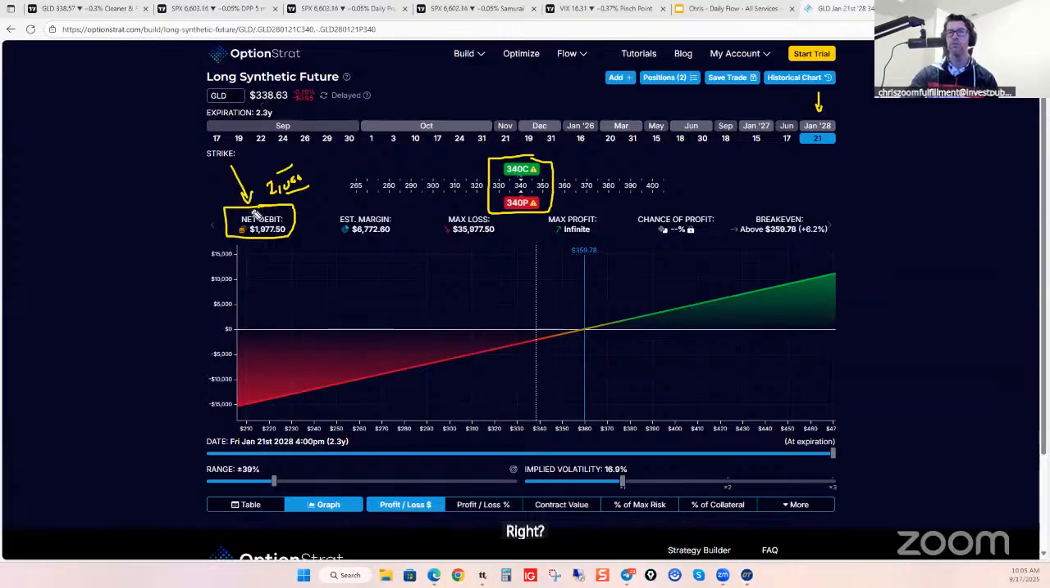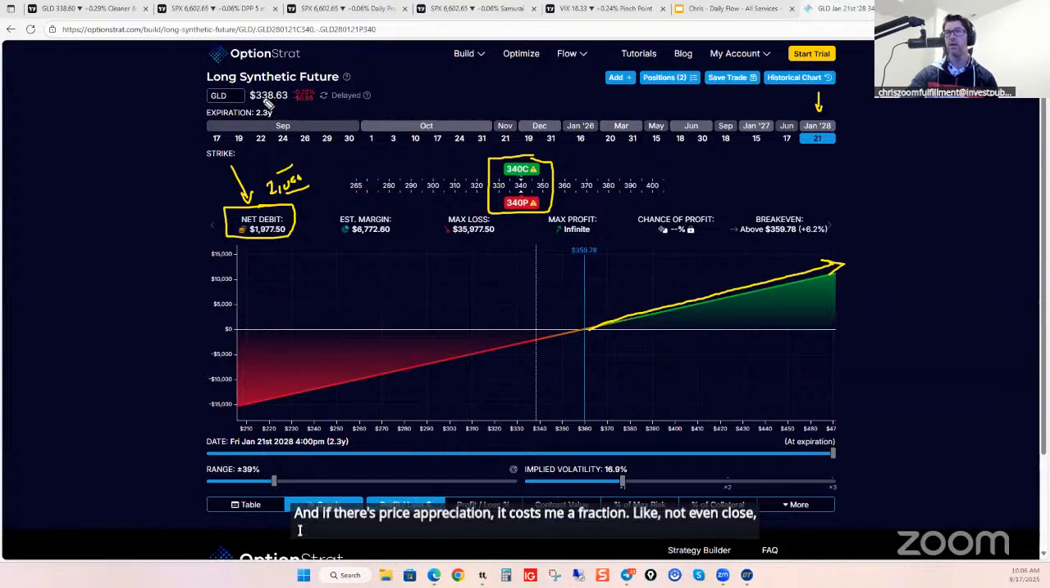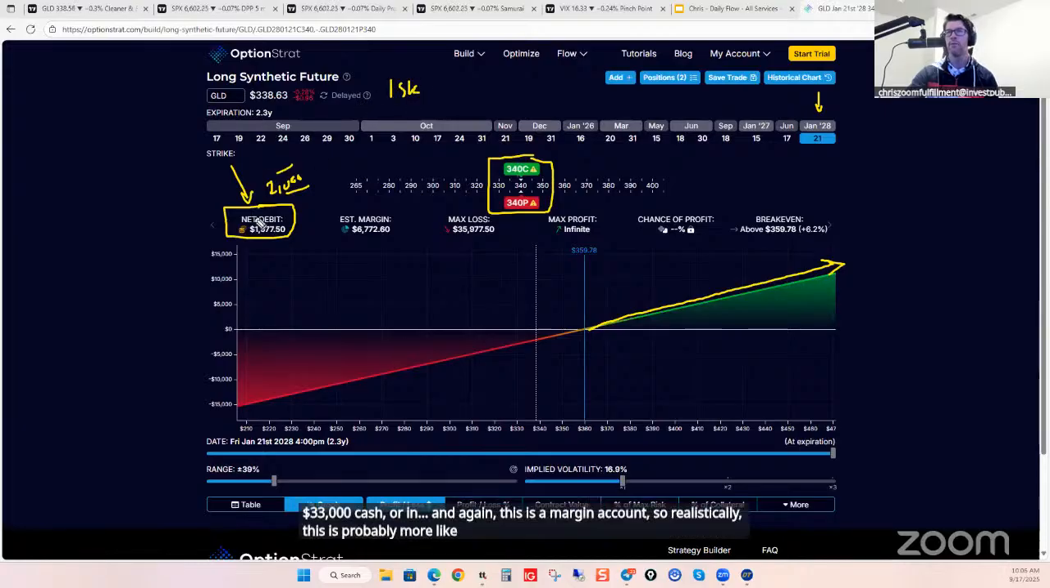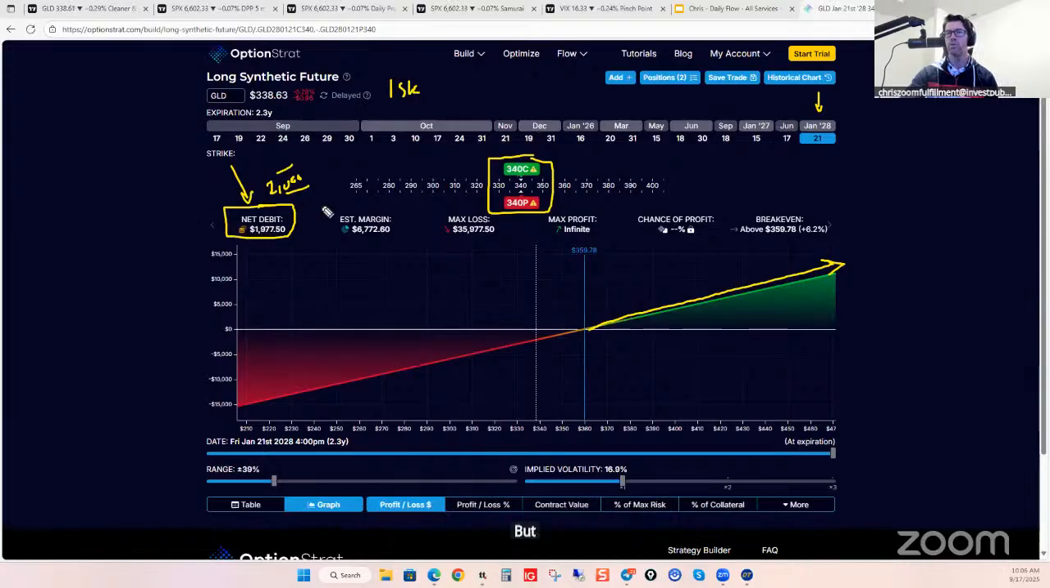So if I can do a synthetic, I can own what is essentially 100 delta of GLD. And if there's price appreciation, it costs me a fraction. Like, not even close. Would you rather pay $33,000 cash, or, and again, this is a margin account, so realistically this is probably more like 15K cash in margin, or a $2,000 option trade.